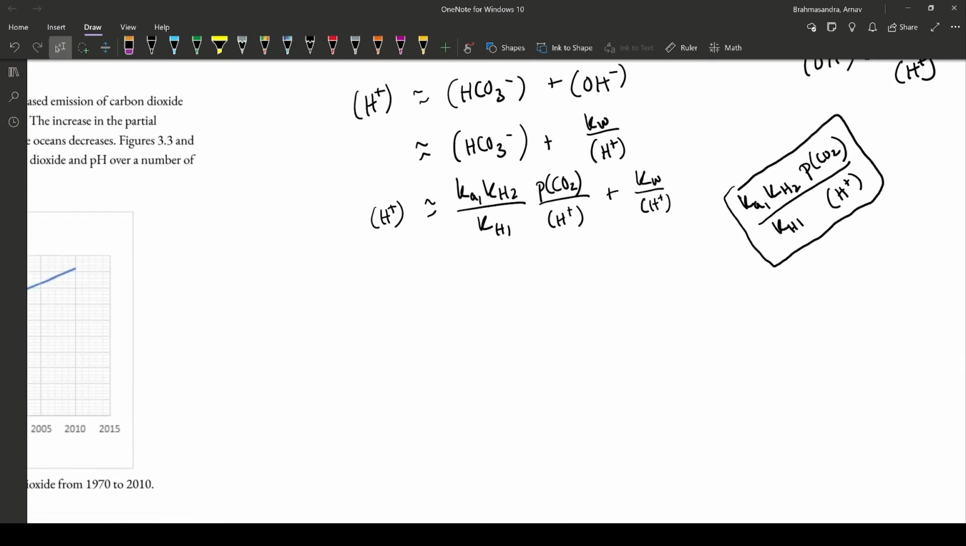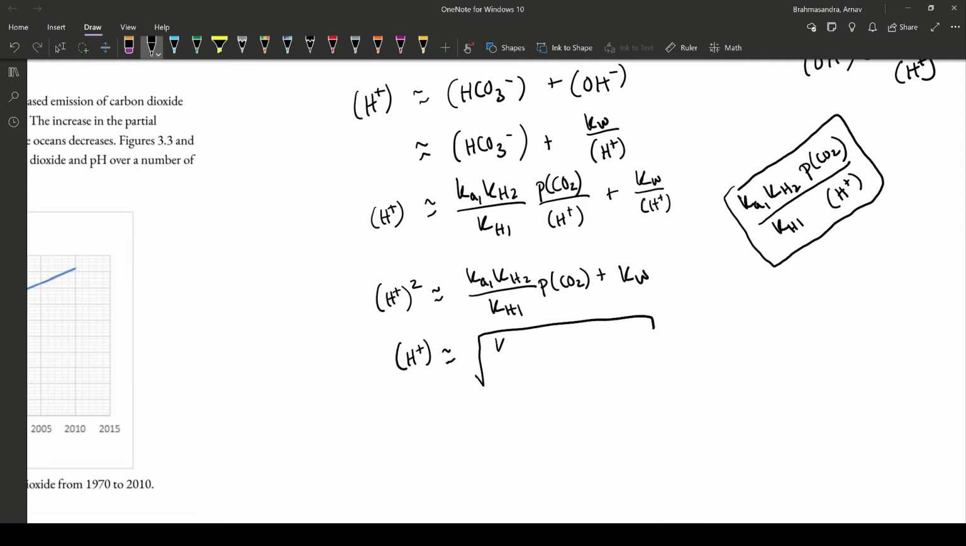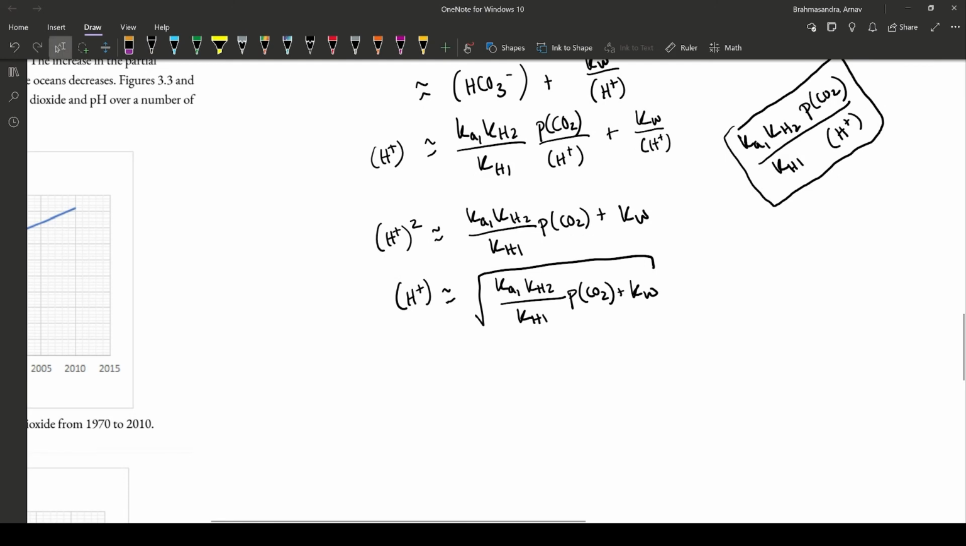So what can we do now if we want to solve for H+? This is just algebra: I can multiply both sides by H+. We get H+ squared is approximately equal to Ka1 KH2 over KH1 PCO2 plus our Kw term. And then I take the square root of both sides. You'll get H plus is approximately equal to the square root of Ka1 KH2 divided by KH1, pressure of CO2, plus my Kw. So basically, this is how we solved for our H plus concentration.